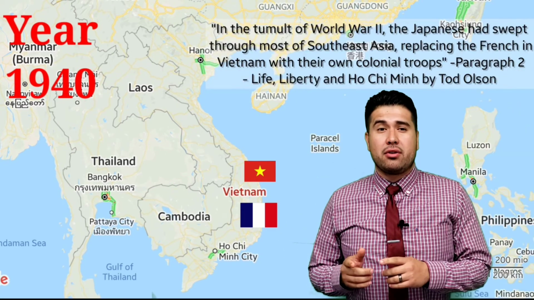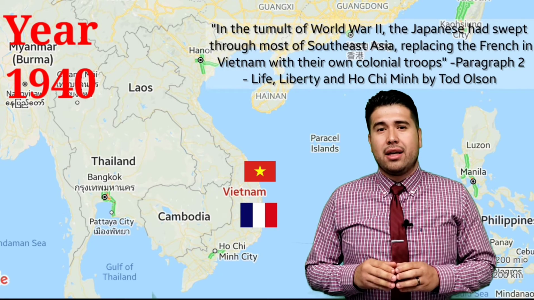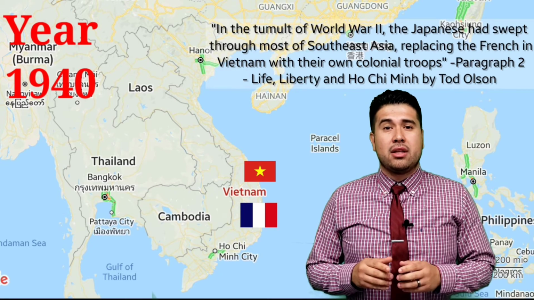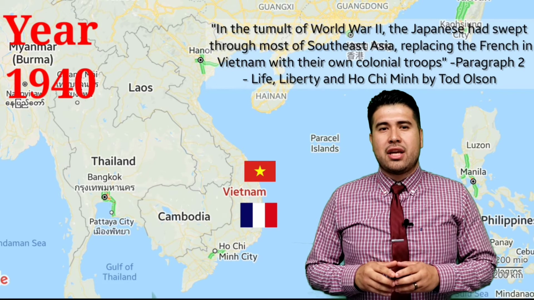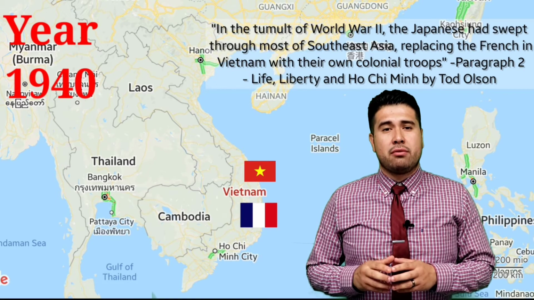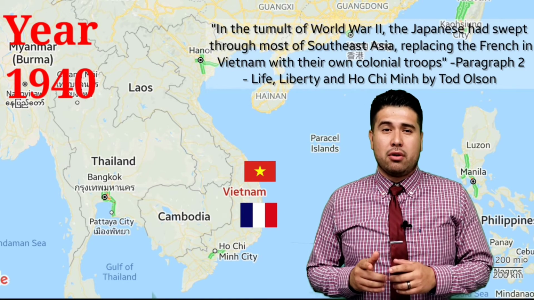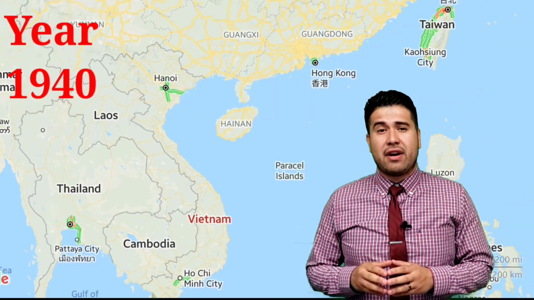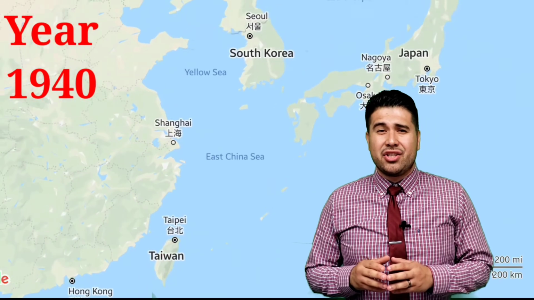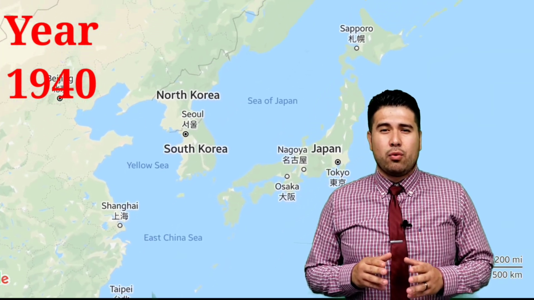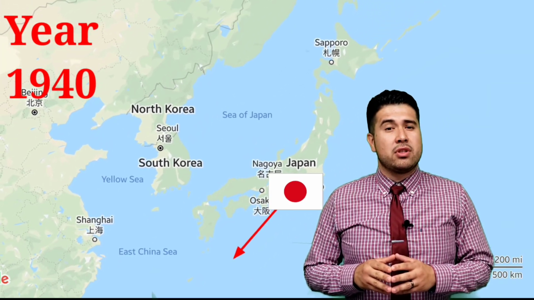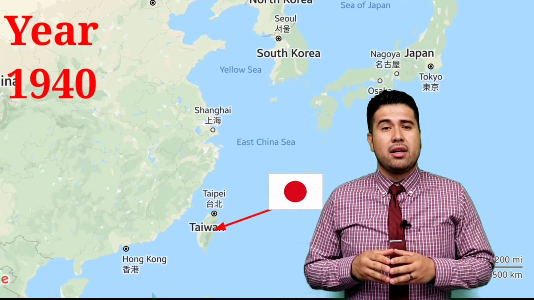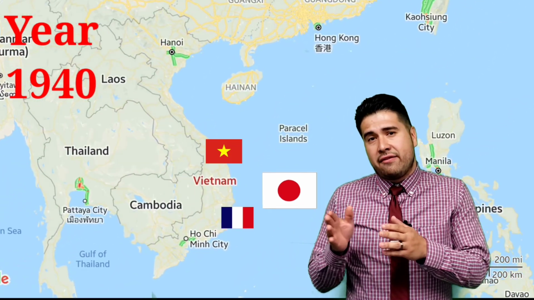Now, according to the article, Life, Liberty, and Ho Chi Minh, it says about Vietnam, "In the tumult of World War II, the Japanese had swept through most of Southeast Asia, replacing the French in Vietnam with their own colonial troops." Now, Japan knew that France was too focused on fighting Germany in Europe, and their attention and control in Vietnam would be weakened. Japan, who was looking to expand their own empire, took advantage of the situation and invaded Vietnam.